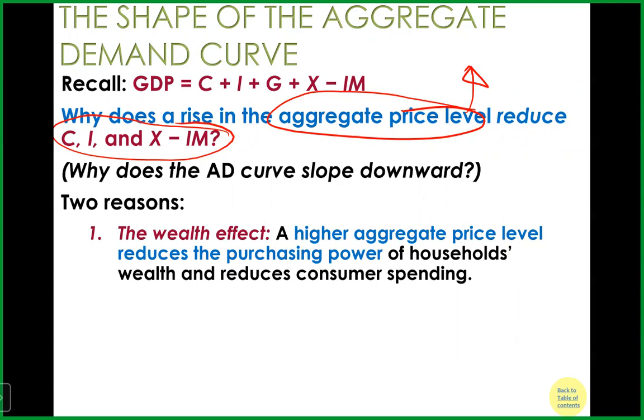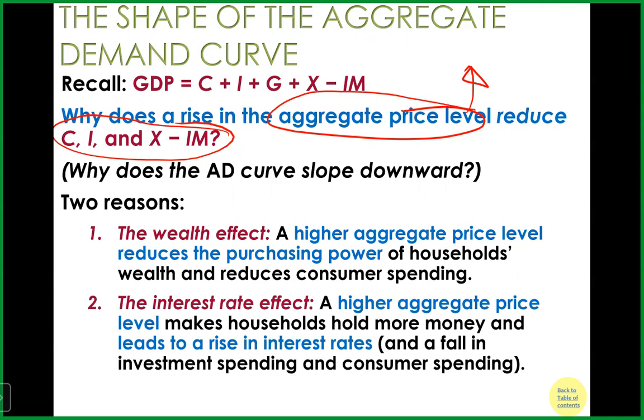Number two, we call it the interest rate effect. When the price level rises, households usually need to hold more money to facilitate transactions. If that's the case, you have less money to set aside as saving or investment. In other words, you don't have as much cash as you used to, so you cannot invest in big ticket items or in stocks or other financial assets. That means investment is going to decline. So there are two effects, the wealth effect and the interest rate effect. These two effects bring down aggregate demand when the price level goes up.